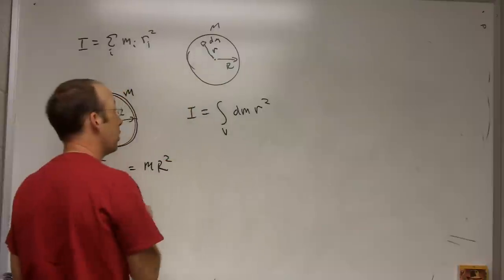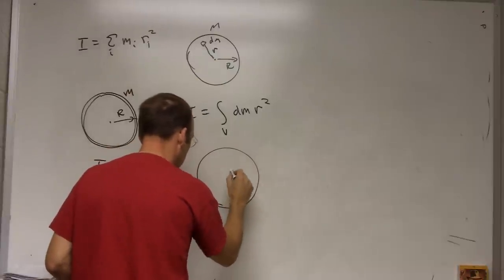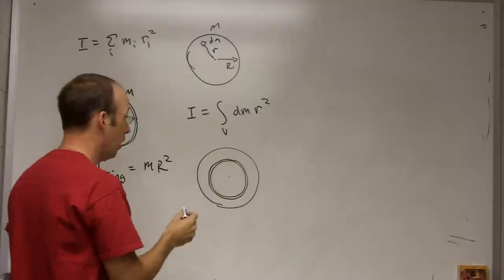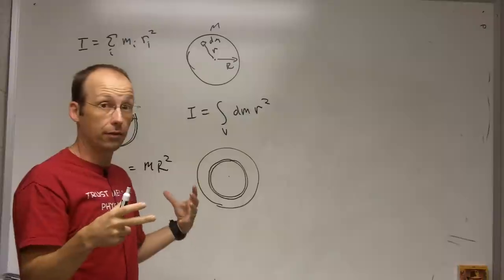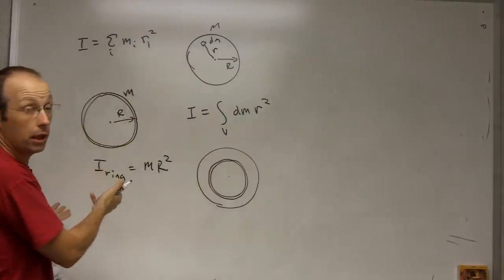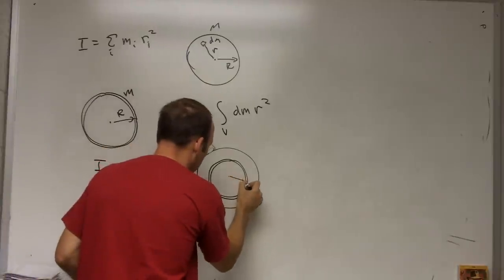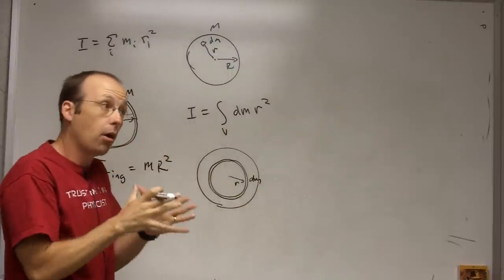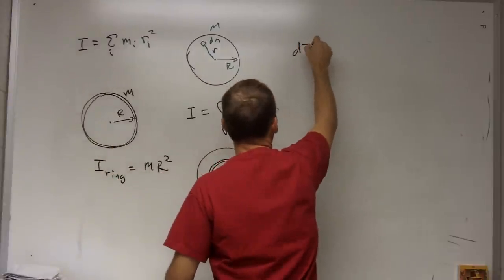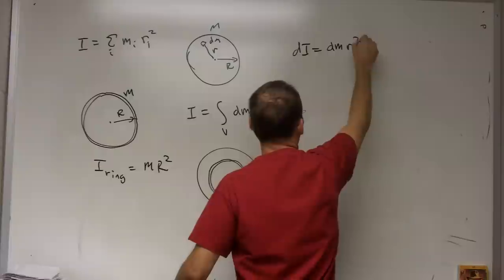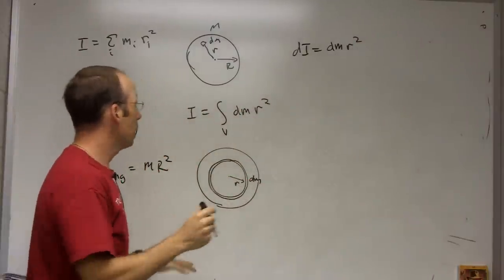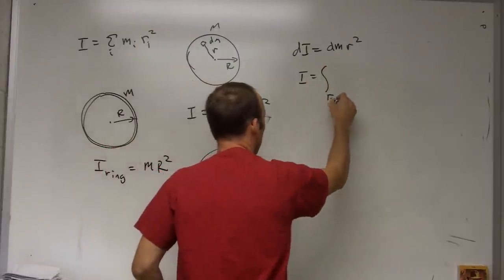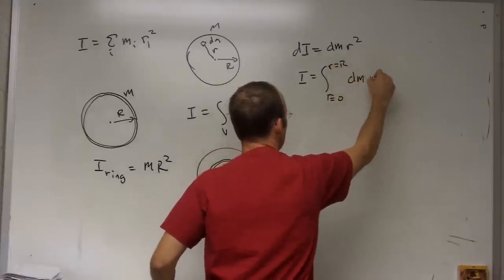Okay, so I don't have to break it up into pieces like that. What if I take my disk and I break it into rings? Like that. Now this disk is a sum of a whole bunch of rings, and I know the moment of inertia for a ring. So this is a ring of radius lowercase r. It has a mass of dm. Then the component of the moment of inertia due just to that ring, dI, would be dm r squared. So all I need to do is add up: I equals the integral from r equals 0 to r equals R of dm r squared.